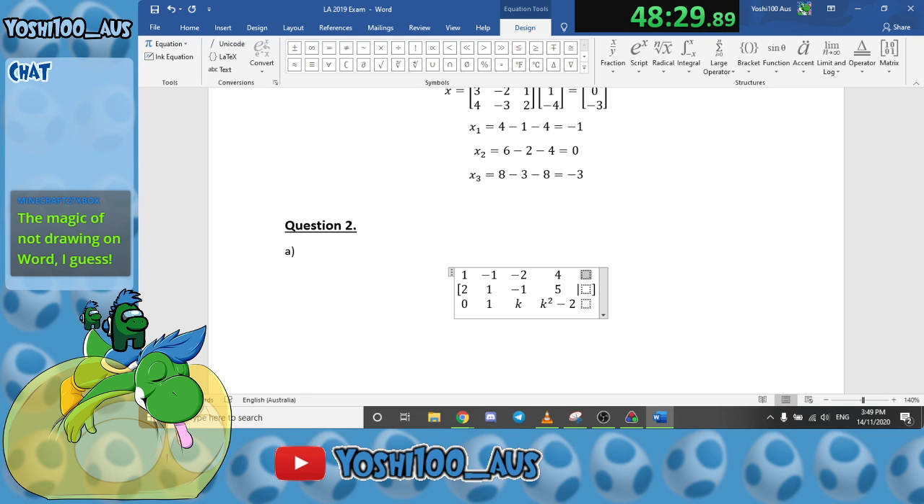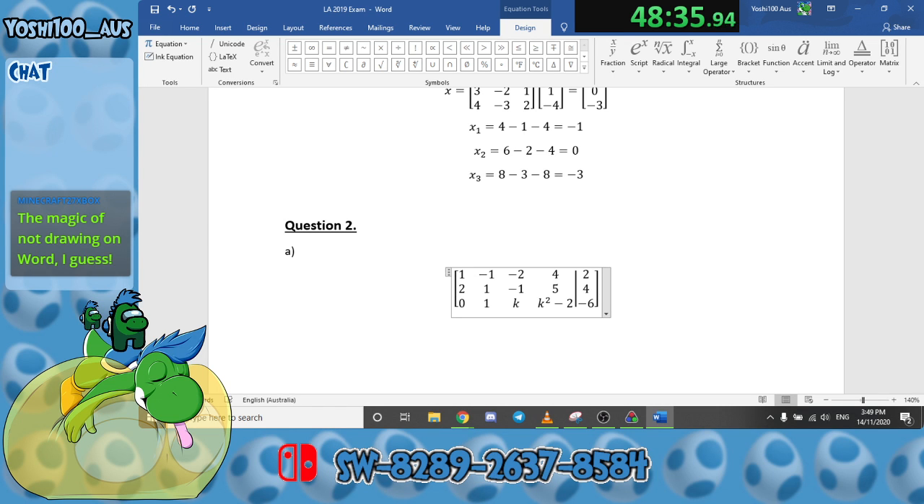Magic of not drawing on Word. If I could draw, I could. Ah, it works out fine now. Okay, that's cool. It actually does the thing correctly.